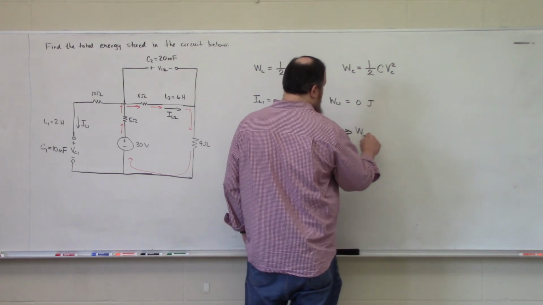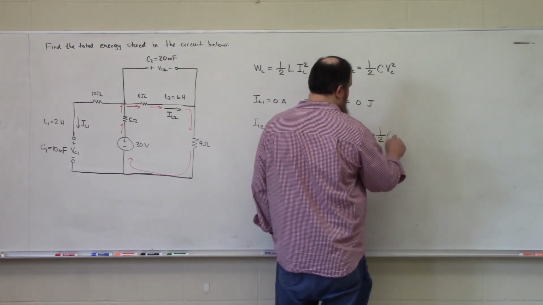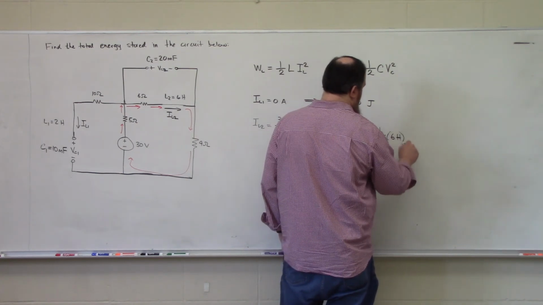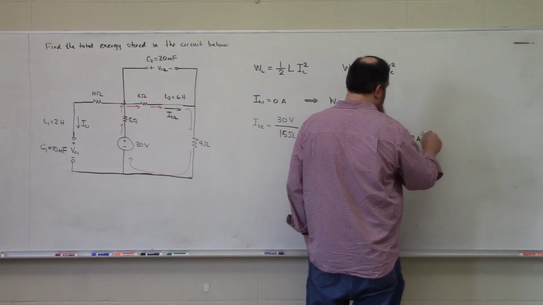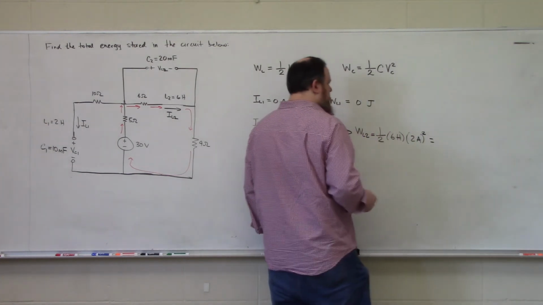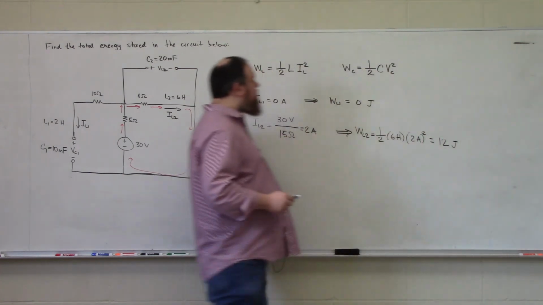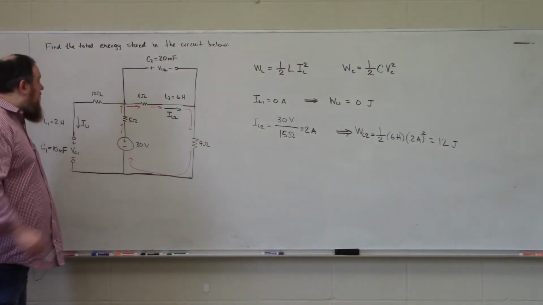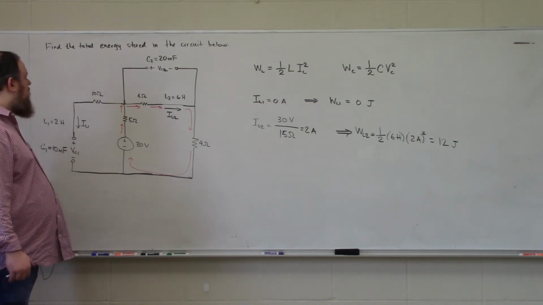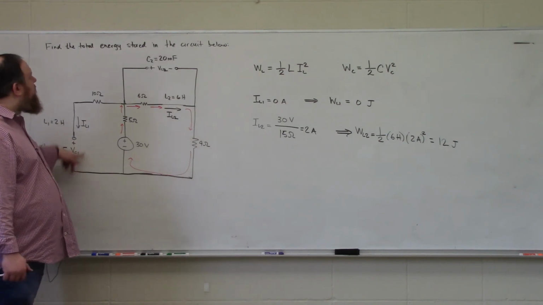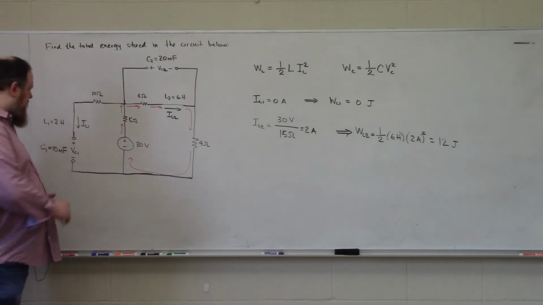The energy stored by inductor L2 is 1/2 times 6 Henry times 2 amps squared. So that's 3 times 4, which is 12 joules. All right, now we need to figure out VC1 and VC2. And I think VC2 is a little bit easier.